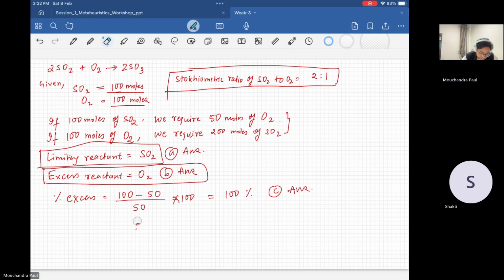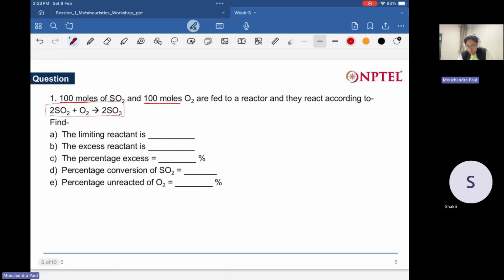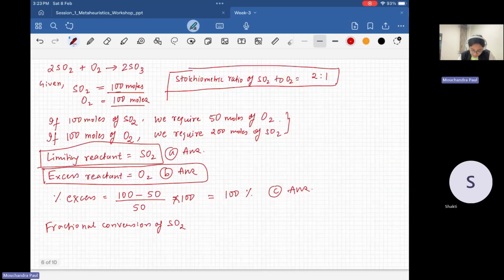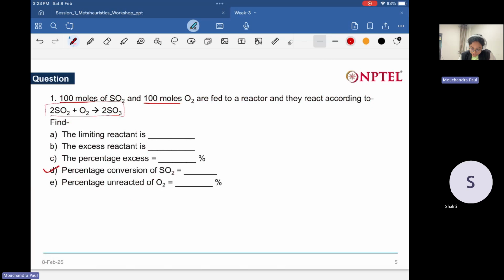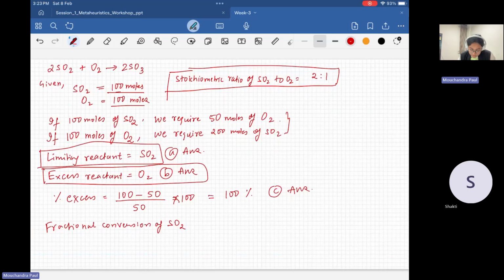Let me write it down. Let's find out the fractional conversion of SO2. Why are we doing this? Oh, sorry. Part C we did, no? Part D. We have to do part D. I'm sorry. Let's do part D first. We have to find the percentage conversion of SO2. But first, let's find the fraction. If we multiply it by 100, we will get the percentage. So the fractional conversion of SO2.